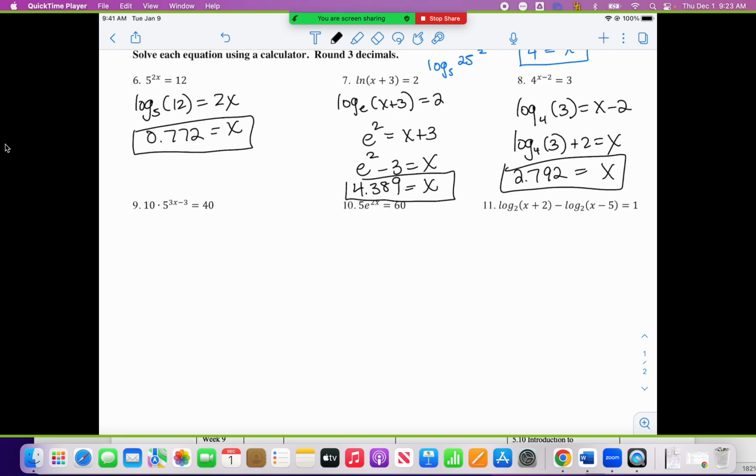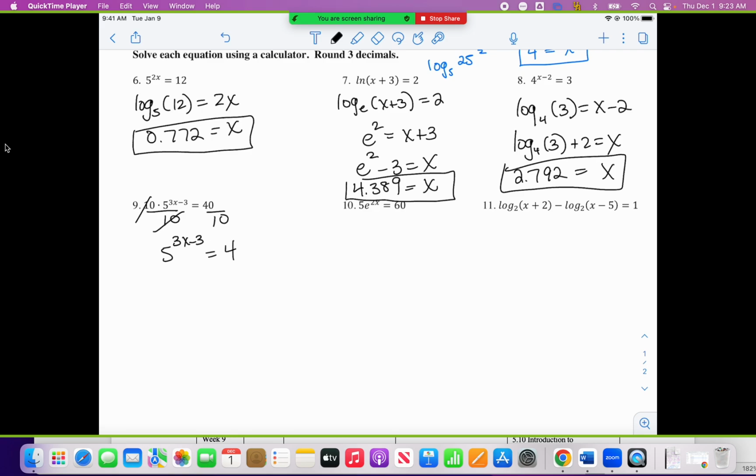And number 9, what's the problem? What's the problem in number 9? It's not on its own. It's not by itself. So what do you have to do first to get the exponential piece alone? Divide by 10. Divide both sides by 10. So I divide both sides by 10, and I get 5 to the 3x minus 3 equals 4.